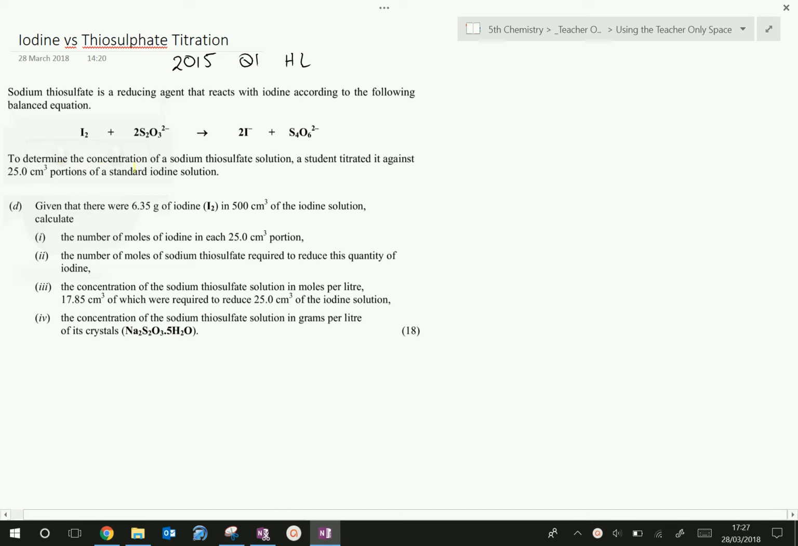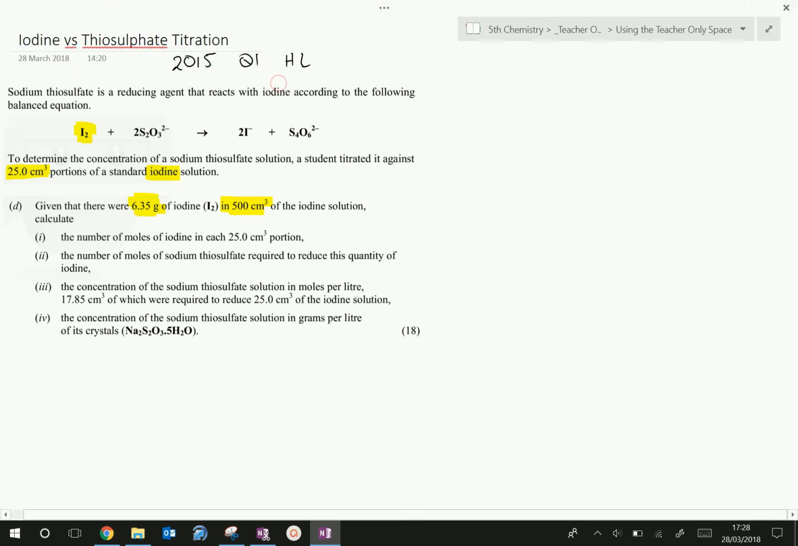So to determine the concentration of a sodium thiosulphate solution, a student titrated it against 25 ml portions of standard iodine solution. So that's our iodine in yellow. Given that there were 6.35 grams of iodine, so that's still belonging to the iodine, in 500 mils, calculate the number of moles of iodine in each portion, the number of moles of sodium thiosulphate required to reduce this quantity of iodine, the concentration of the sodium thiosulphate solution in moles per litre, 17.85 mils of which were required to reduce the 25 mils of iodine.